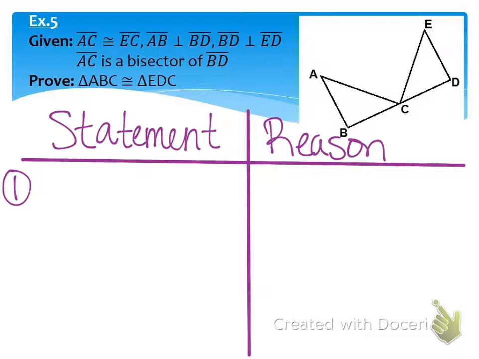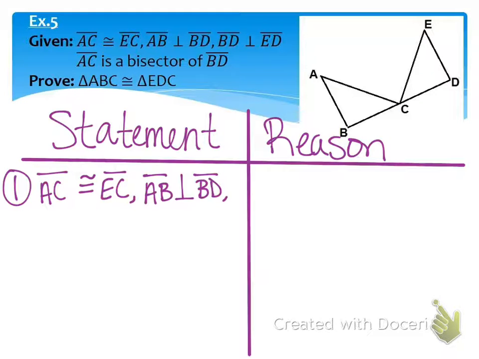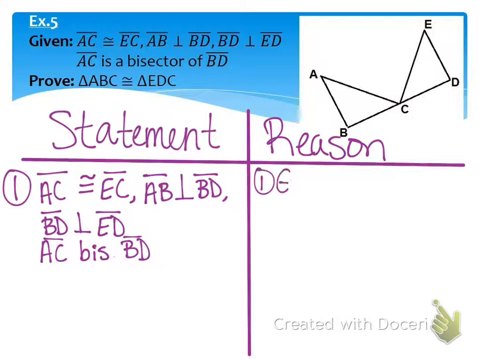All right, we always start off with our givens. We are given a lot of information, which in my opinion is a good thing. The more information they give us, the more we have to work with. So we've got to list out all that given information, and then we'll go through and talk about how it helps us. What does that little symbol mean that we see a couple times here? Good, perpendicular. AC is the bisector of BD. Lots of givens. Of course, my reason for all of this is given.